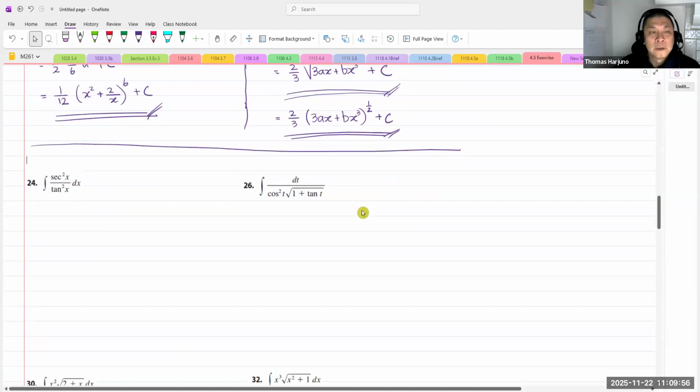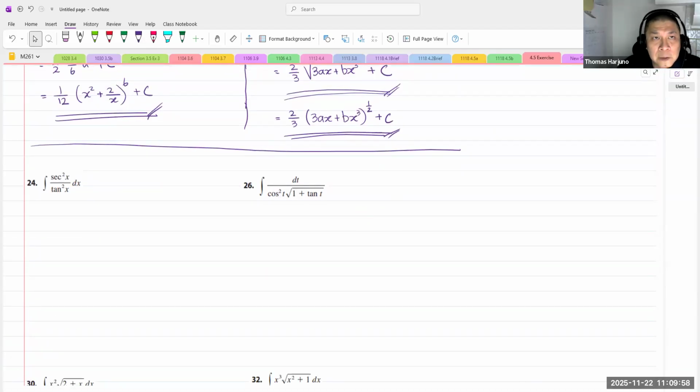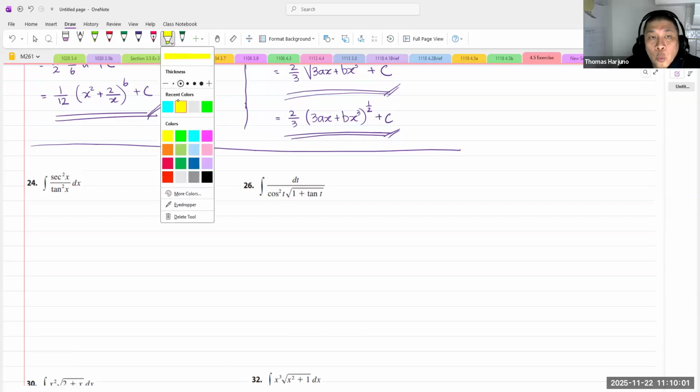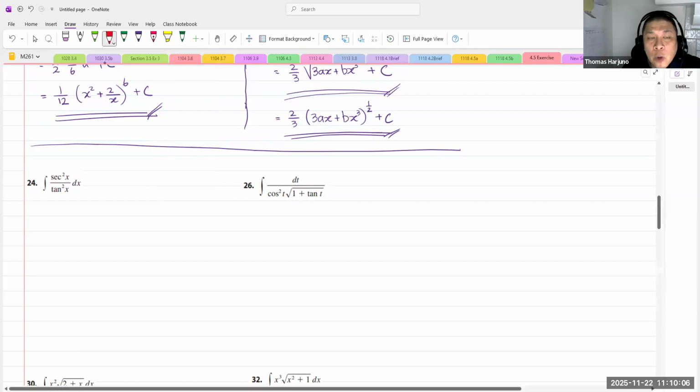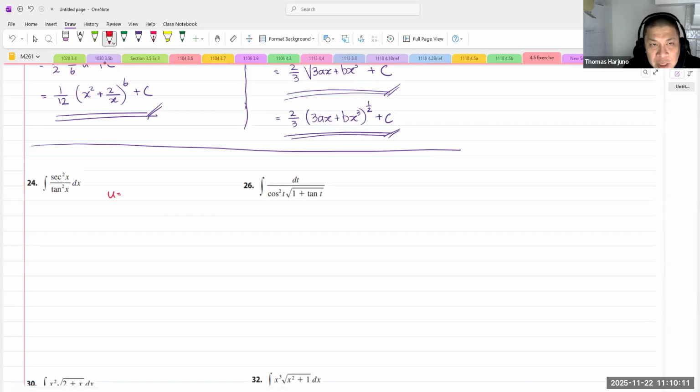Now, number 24. This question may be a bit confusing, but it boils down to which integration we can do. Which one is the derivative of what? Notice that if my u equals secant x, du is secant x tangent x dx. It's nowhere close to this. If I substitute the secant squared becomes u, then what do I do to the tangent squared? And what do I replace that dx by?